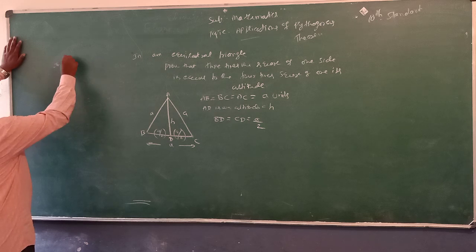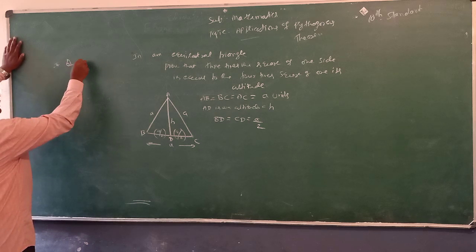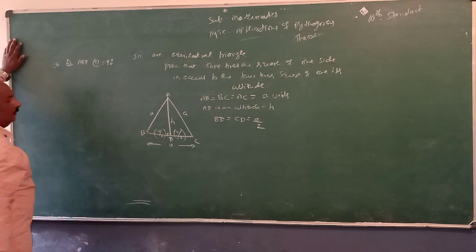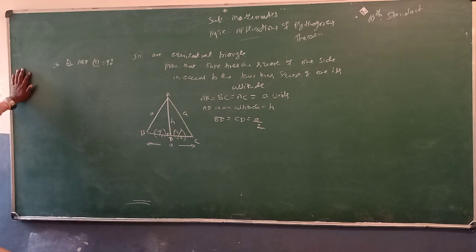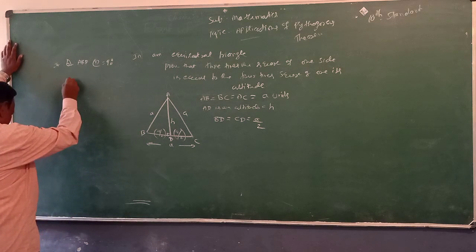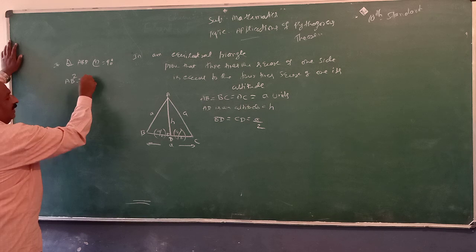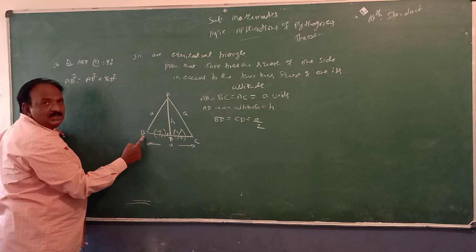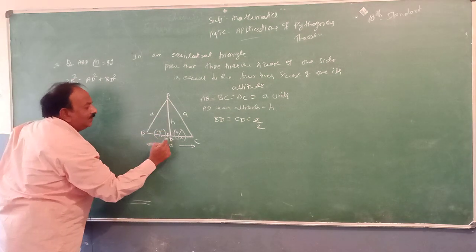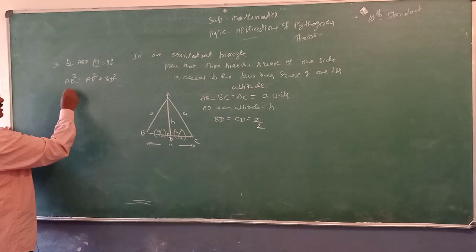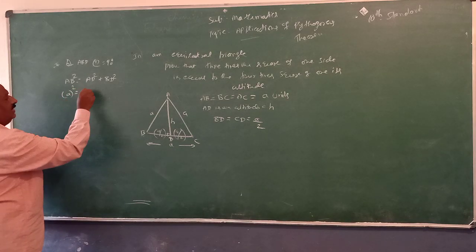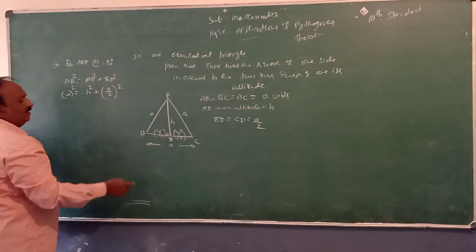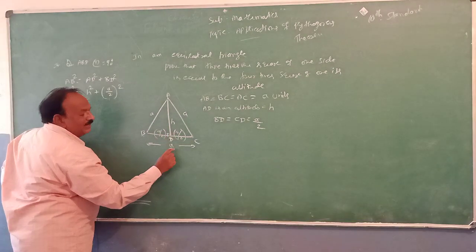In the right angle triangle ABD, angle D is equal to 90 degrees. Applying the Pythagoras theorem, AB squared is equal to AD square plus BD square. What is AB? A whole square. What is AD? H square. What is BD? A by 2 whole square, because A by 2 plus A by 2 becomes A.